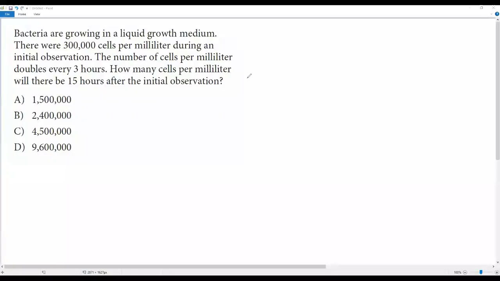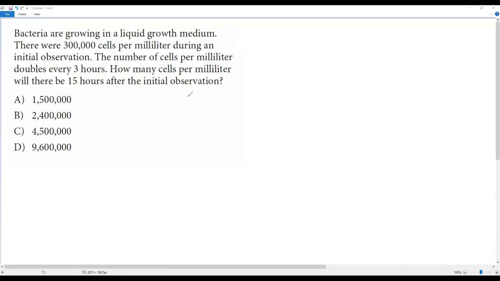Here we have a SAT math question. Okay, let's go with the question. Bacteria are growing in a liquid growth medium. There were 300,000 cells per milliliter during an initial observation. The number of cells per milliliter doubles every 3 hours. How many cells per milliliter will there be 15 hours after the initial observation?